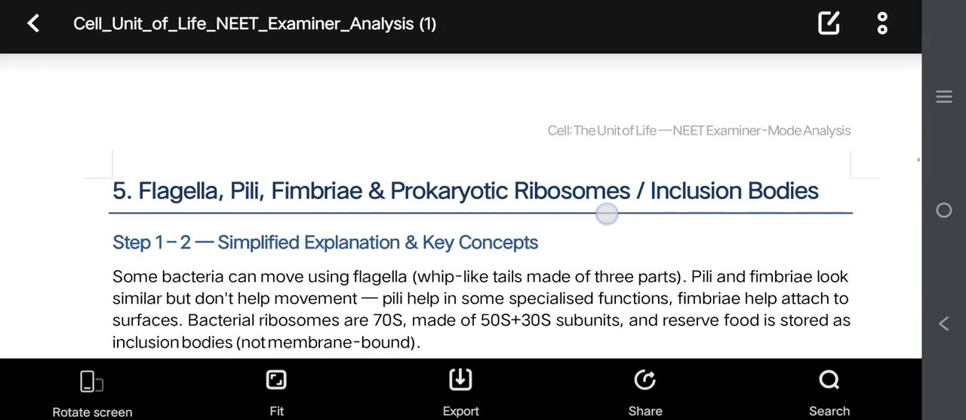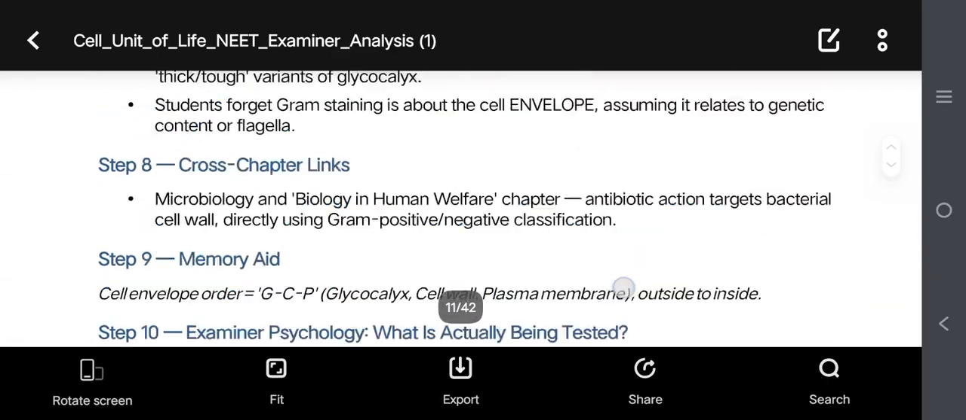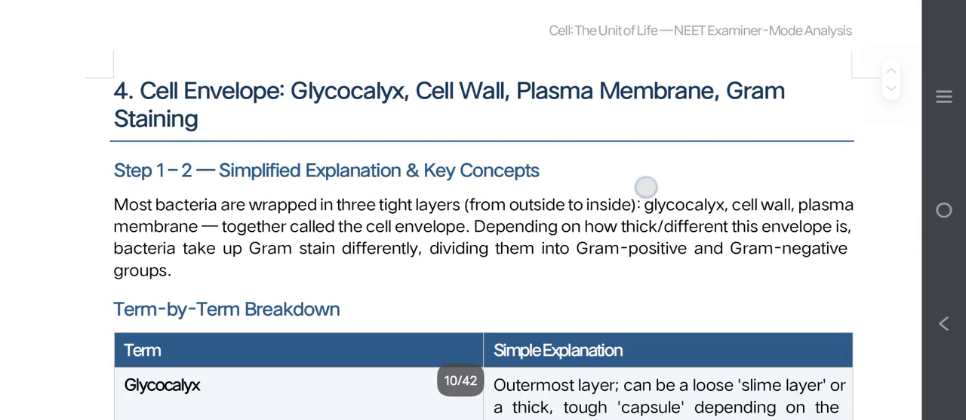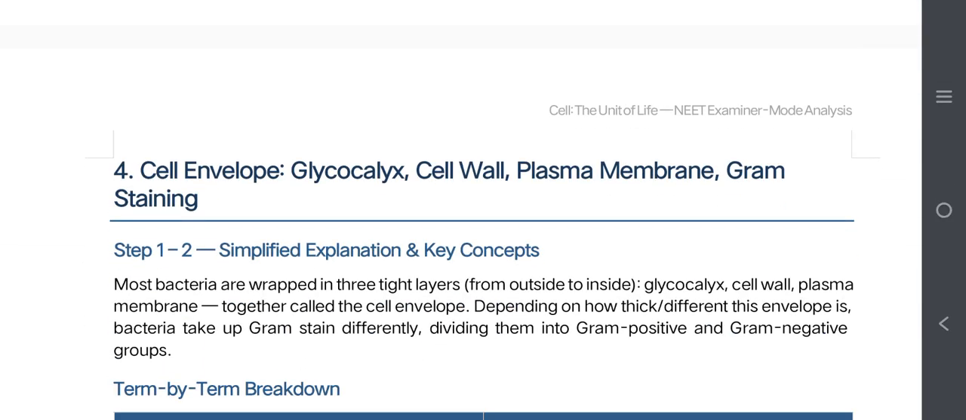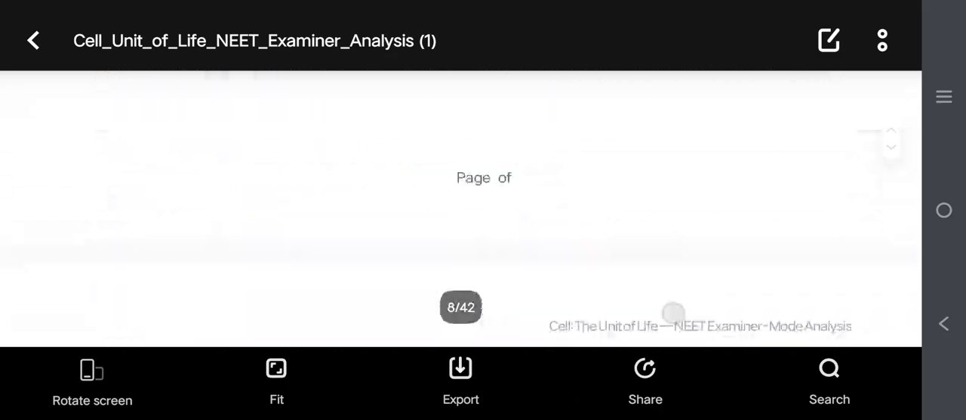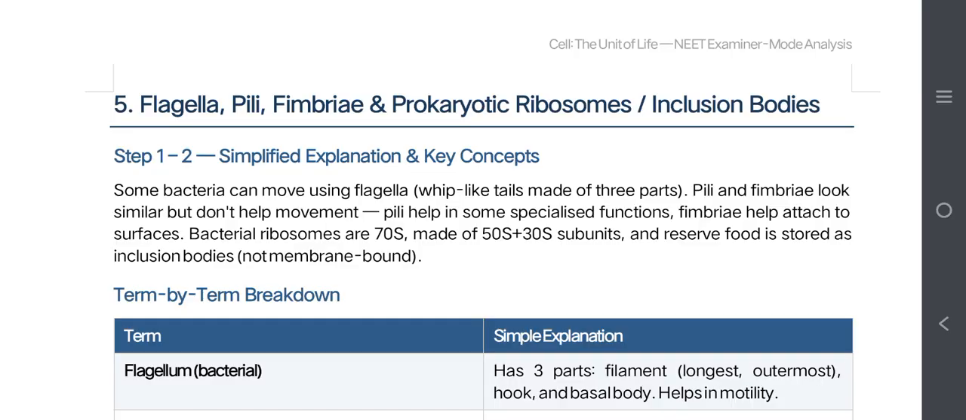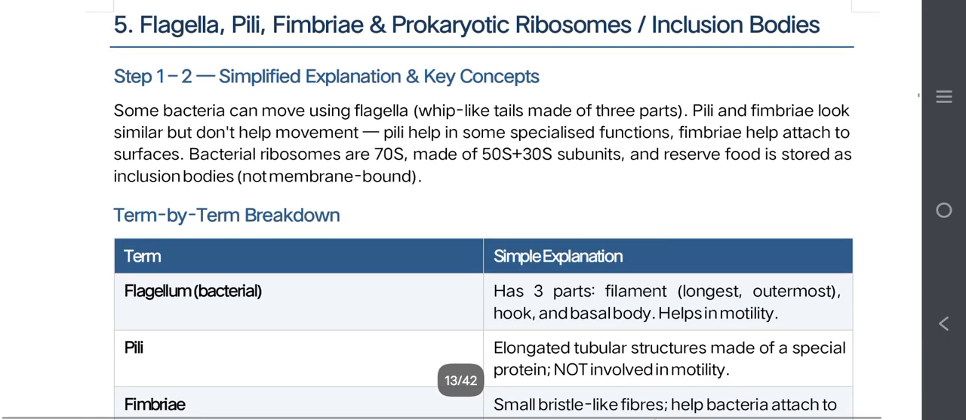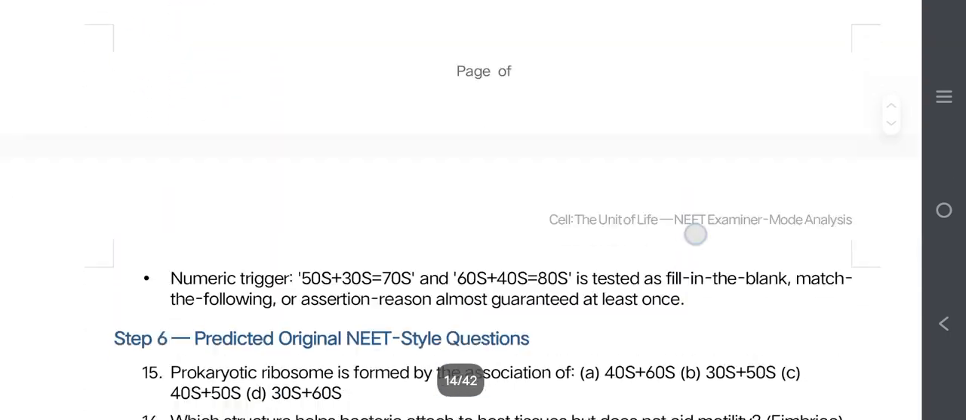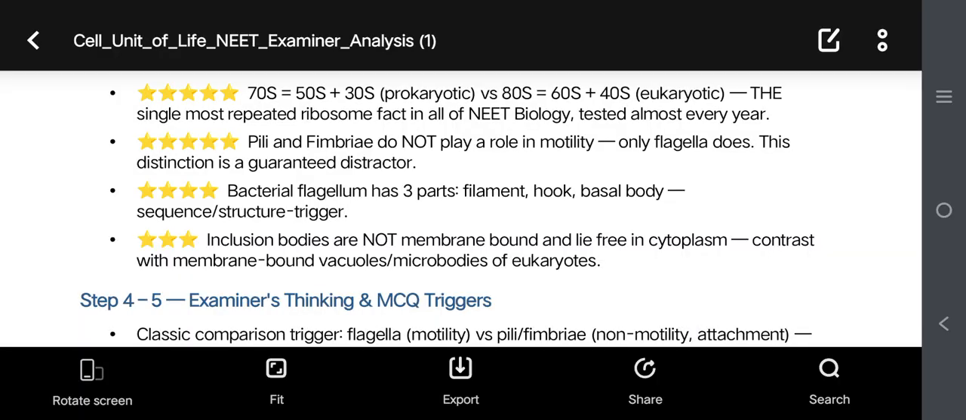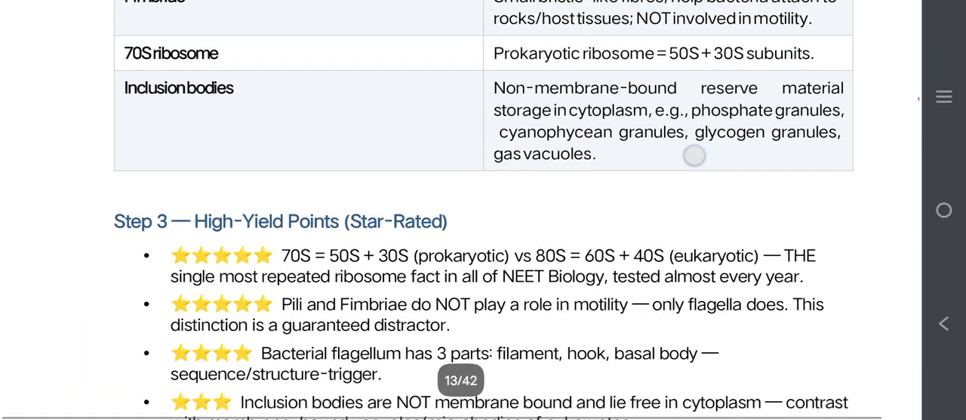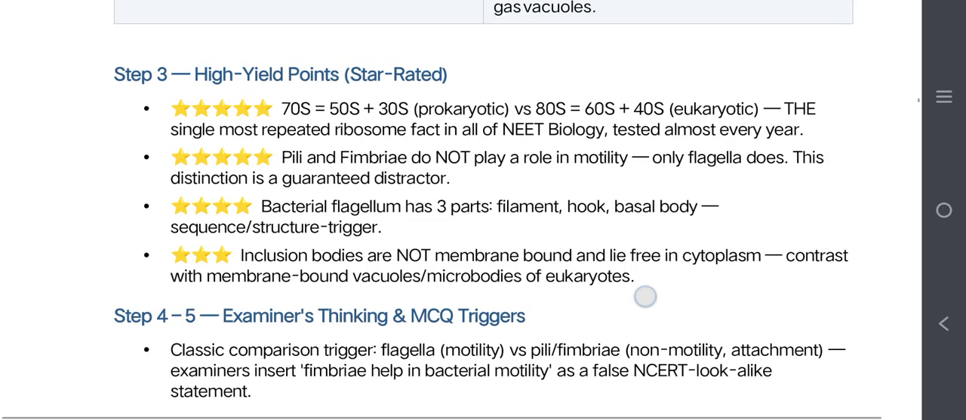Today we discussed prokaryotic cells and the cell envelope: glycocalyx, cell wall, plasma membrane, and Gram staining. Tomorrow we will discuss some other topics like flagella, pili, fimbriae, prokaryotic ribosomes, and inclusion bodies. I will provide this PDF in my Telegram channel after completion of this whole chapter.